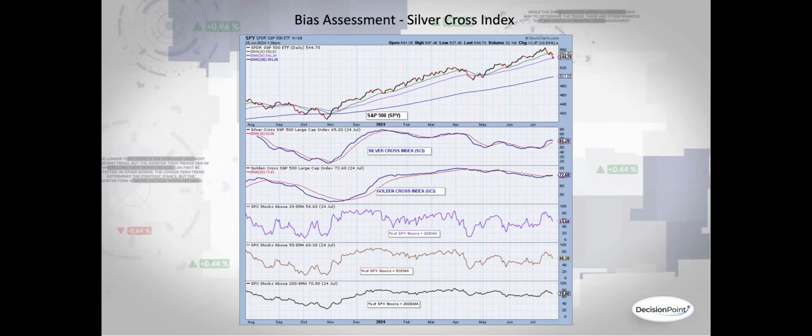One of the things to also keep in mind is that you can track what the probability is that the Silver Cross Index will rise or the Golden Cross Index will rise. And you can get that from these percentages down here. So for example, as I told you, if price is above the 20 and 50-day EMAs, then those EMAs are going to be rising.